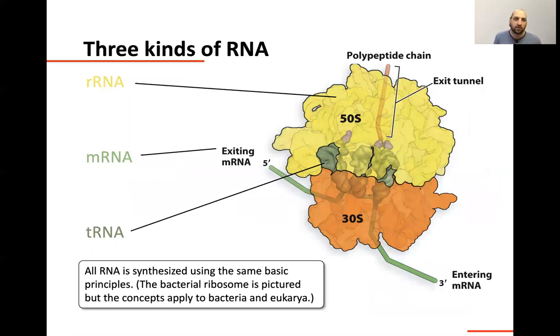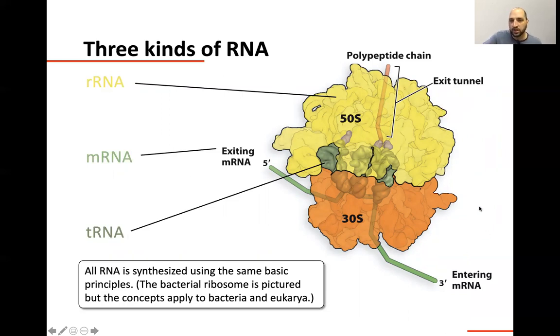So if we're thinking about RNA, there are 3 kinds of RNA that we could talk about. And this applies to, again, both bacteria and eukaryotes. So there's rRNA, or ribosomal RNA. So in yellow, we've got ribosomal RNA. And we've got messenger RNA, or mRNA, down here in green. And then this dark green color right here is transfer RNA, or tRNA.